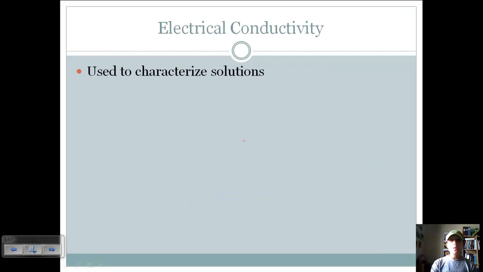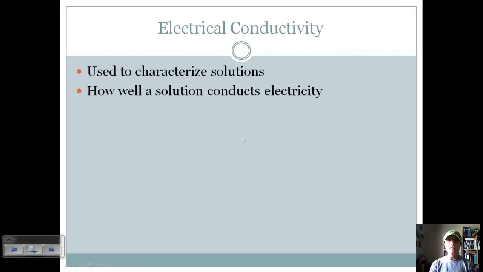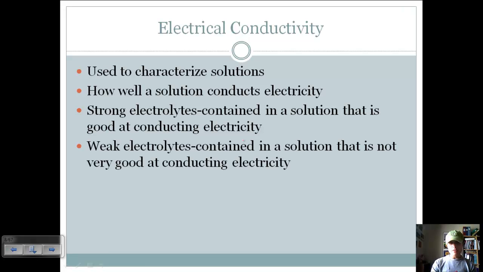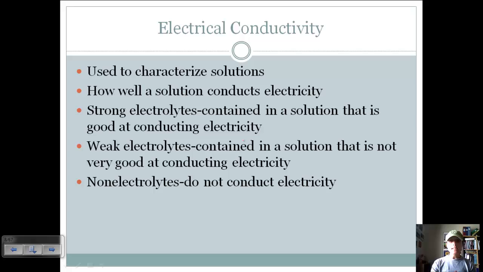Okay, so besides using solubility to characterize solutions, we can also use what's called electrical conductivity. This is how well a solution will conduct electricity. Strong electrolytes are contained in a solution that is good at conducting electricity. Weak electrolytes will still conduct electricity, but your light bulb's not going to be as bright as with a strong electrolyte. And non-electrolytes will not conduct electricity at all.